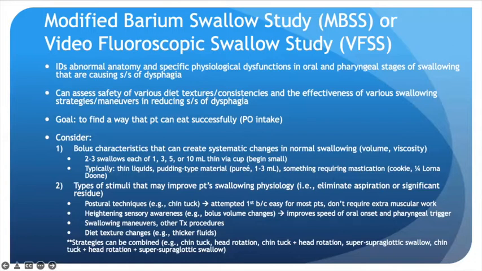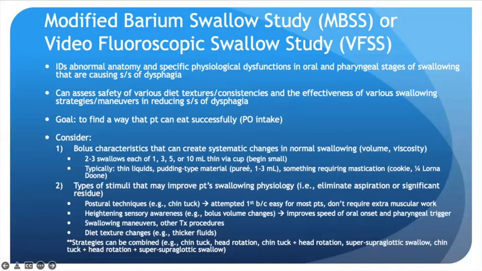These might improve the speed of oral onset and increase the timing of the pharyngeal trigger, make it quicker, that is. You can look at other swallowing maneuvers and other therapeutic procedures. And you can look at the effect of diet texture changes, such as thicker fluids, increasing fluid viscosity. And you can also look at the effect of combining a variety of strategies.